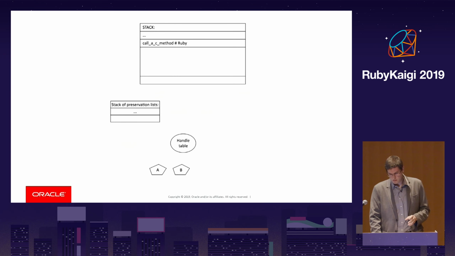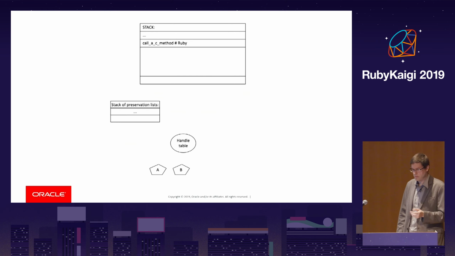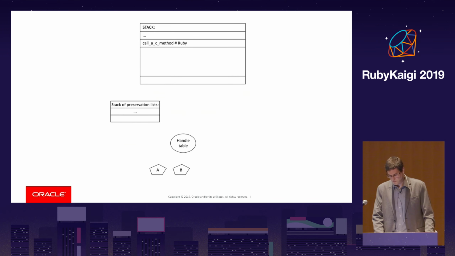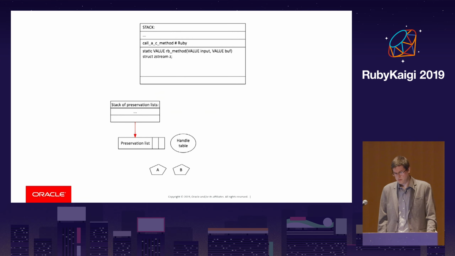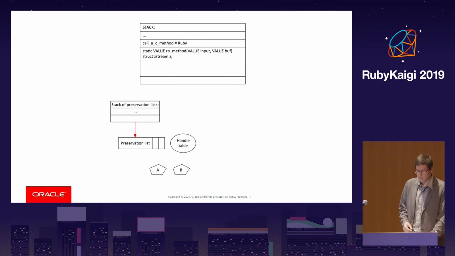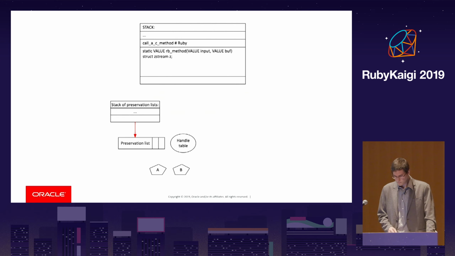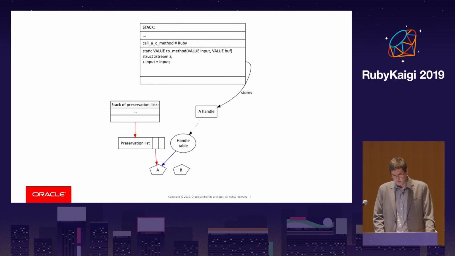So how does it look? We have a stack, and we are about to call a C method. And when we do, we create a preservation list. Just a reminder, the red links are for strong references. And whenever we store or assign some Ruby object into native memory, in code like this, we take input, which is a Ruby object, and we are storing it into a native member input in the z stream. Then we need to lazily create a handle for the input object.